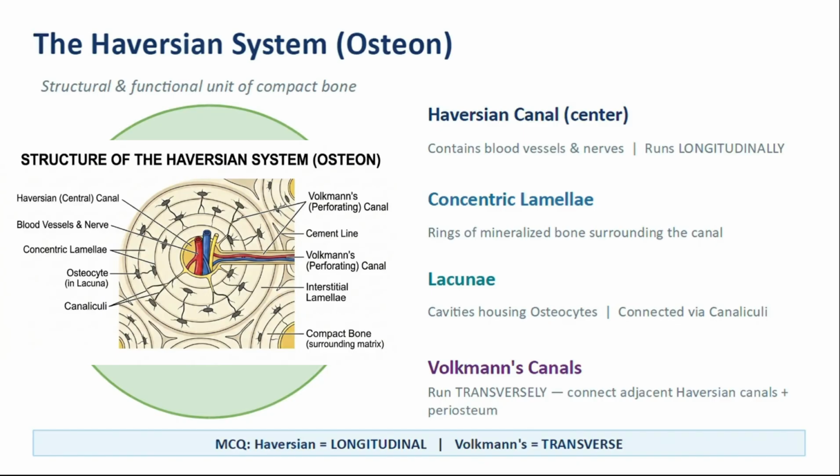And we see the most famous system in the bone known as the Haversian system. In the Haversian system, we can see the Haversian canal in the center, through which the blood vessels and nerves run longitudinally along it, and the concentric lamellae, a ring of mineralized bone surrounding the canal. And the lacunae, cavities housing the osteocytes. The osteocytes are present in these lacunae. These are connected via canaliculi. And there is another term, Volkmann's canal, which runs transversely connecting the adjacent Haversian canals.